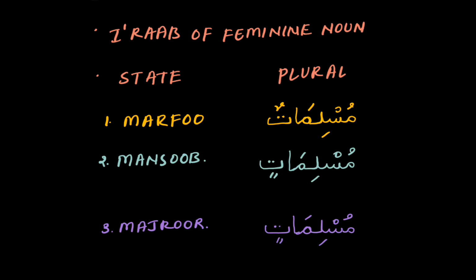Now, similar to the mansub state, in the majrur state also, you can see the closed ta is removed completely and alif ta with a tanween should be added. In the dual forms, the closed ta is opened and alif noon and ya noon are added. But in the plural forms, the closed ta is completely removed and alif ta with a double fatha, double kasra, or double dhamma should be added.